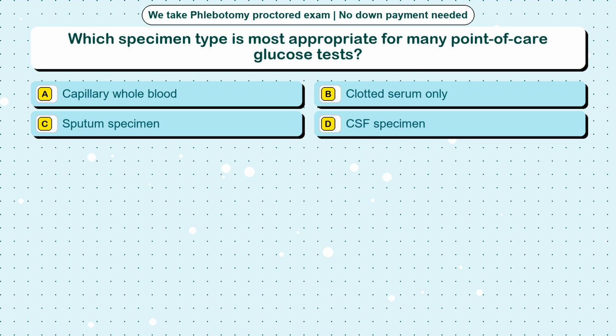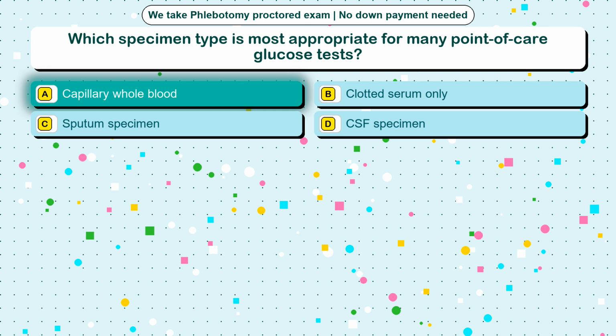Question 67. Which specimen type is most appropriate for many point-of-care glucose tests? Option A. Capillary whole blood. Option B. Clotted serum only. Option C. Sputum specimen. Option D. CSF specimen. The correct answer is option A.